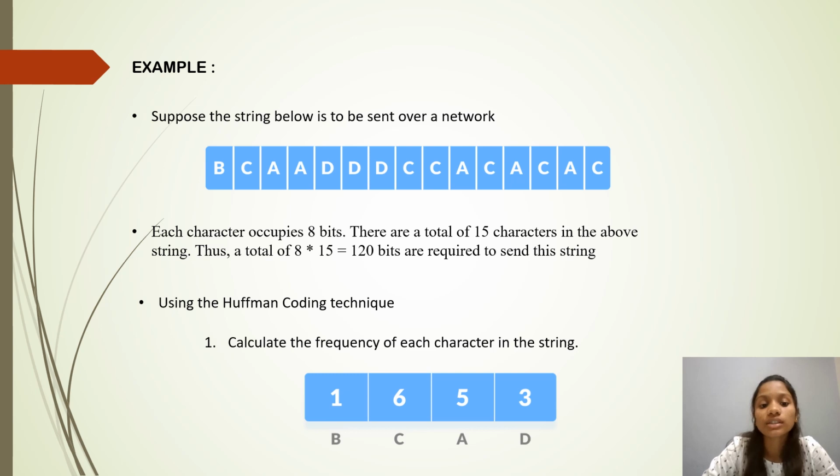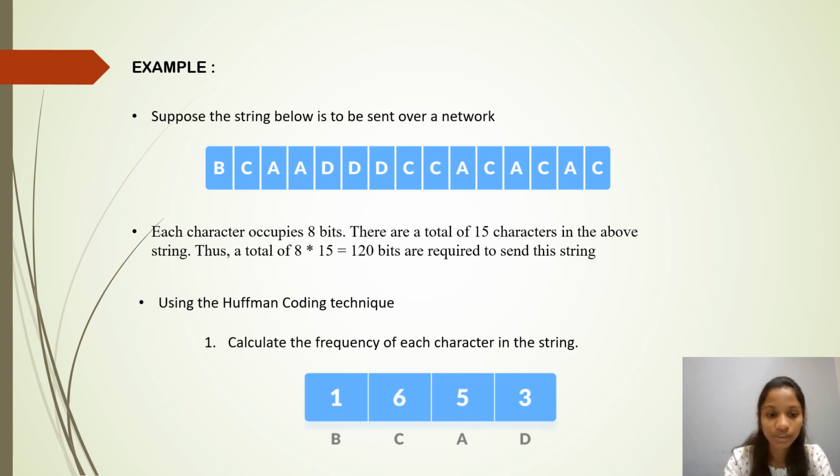Suppose a string below is sent over a network. This is the string we have to send. Each character occupies 8 bits, and there are a total of 15 characters in the above string. Thus the total size is 8 times 15, which is 120 bits. So it is a little long to transfer. In order to compress this size, we will use Huffman code.